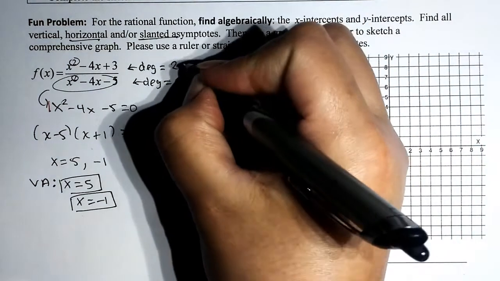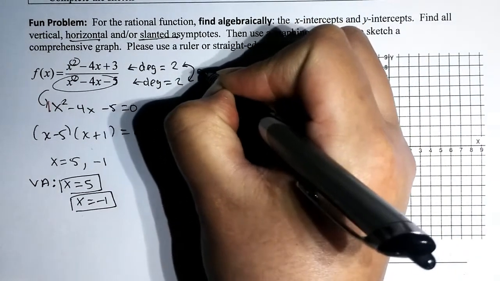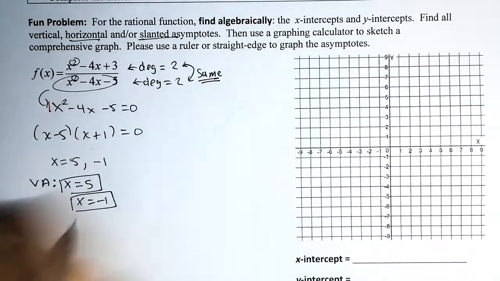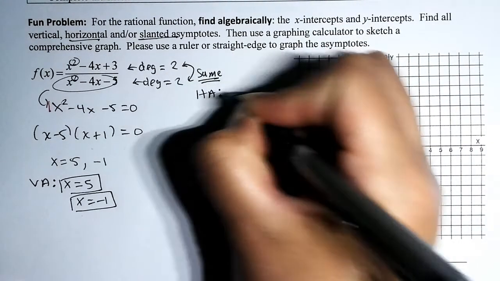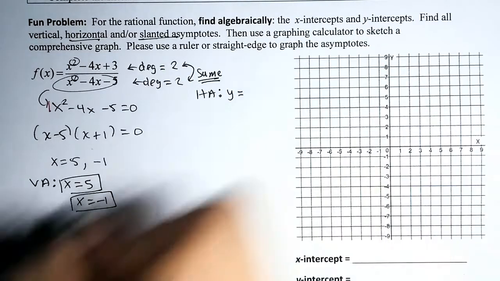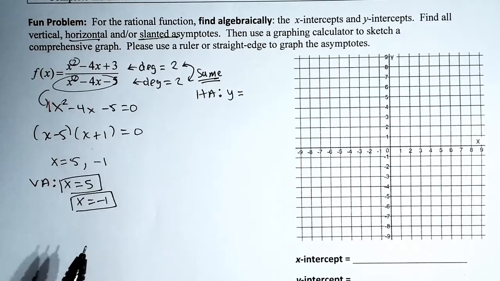But let me point out the obvious. The degrees of both the numerator and denominator are the same, which means that to find the equation of the horizontal asymptote, we're going to say y equals the quotient of the leading coefficients for the top and bottom. So let me break that down.